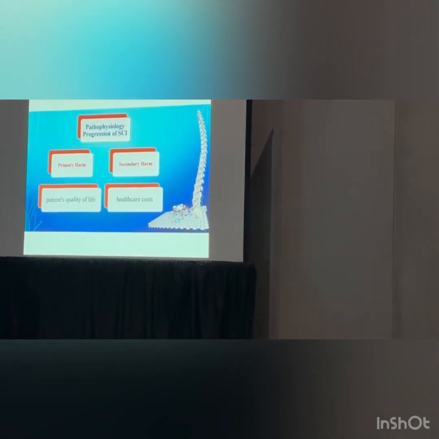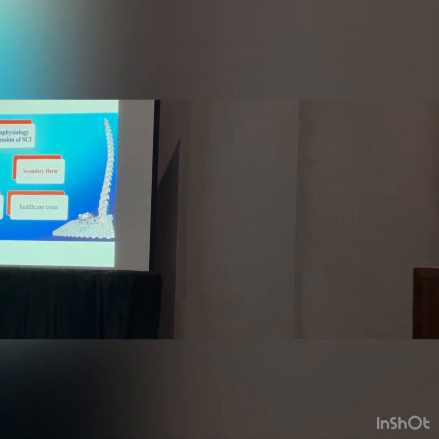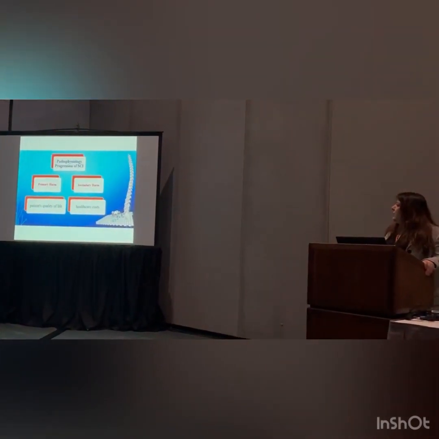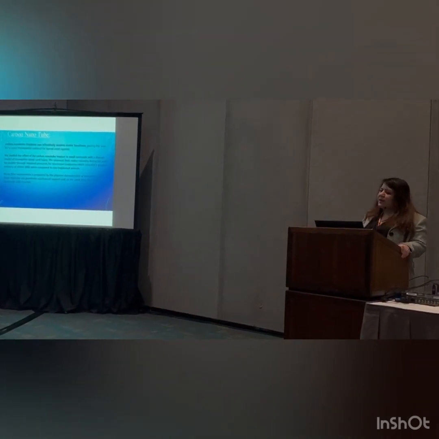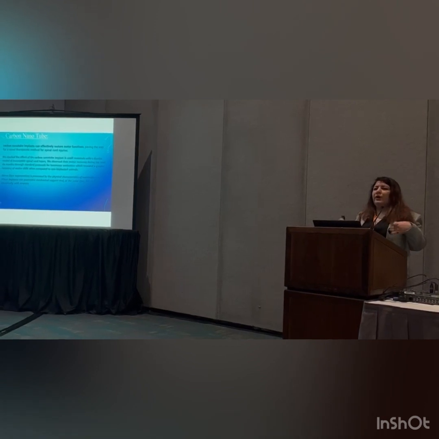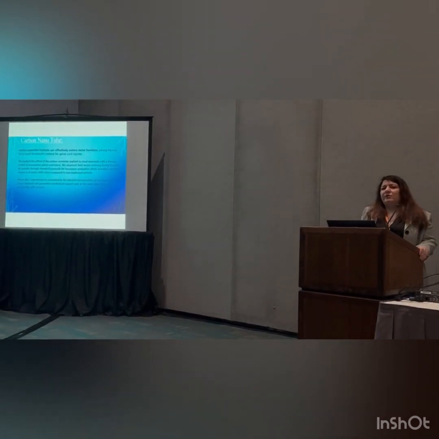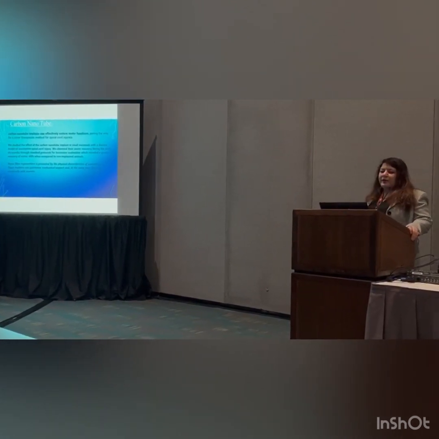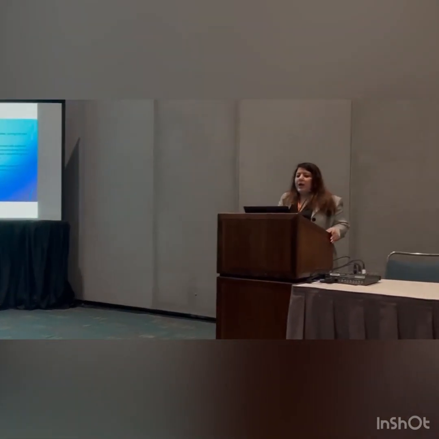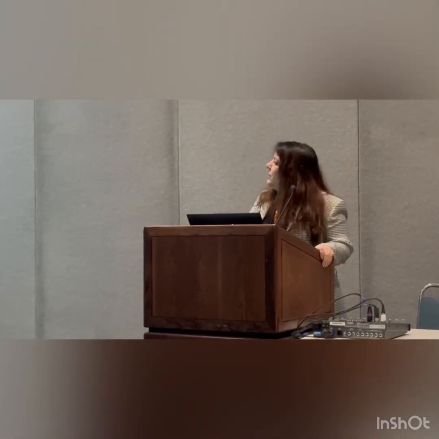We have the pathophysiology and progression of a spinal cord injury. We have two types of harm: primary harm and secondary harm. Primary harm affects the patient's quality of life, and secondary harm leads to healthcare costs. With carbon nanotubes, which are another aspect of nanotechnology, we can address all these harms for patients. Carbon nanotube implants can effectively restore motor functions, which is a really great technique, paving the way for novel therapeutic methods for spinal cord injuries.